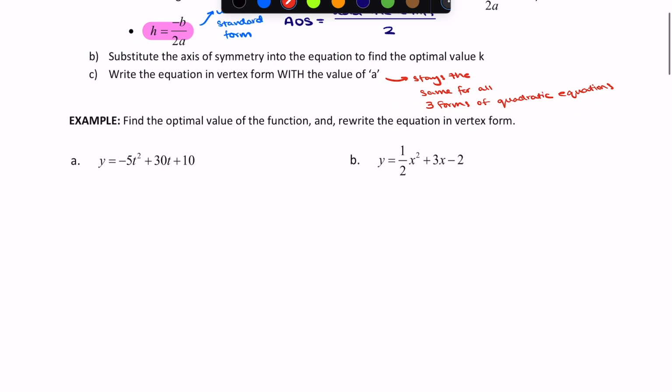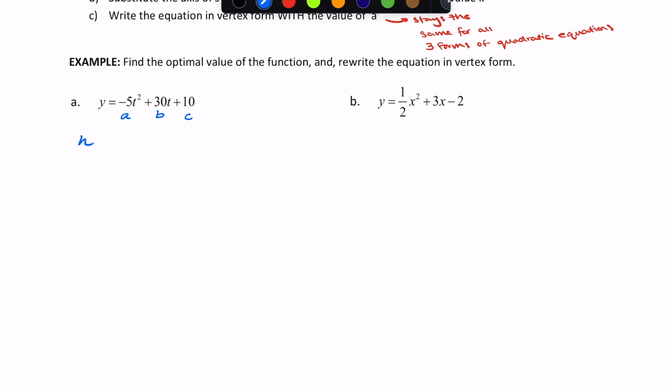Okay, so here it says to find the optimal value of the function and rewrite the equation in vertex form. And so here we have negative 5t squared plus 30t plus 10. So here we know that negative 5 is a, 30 is b, and 10 is c.